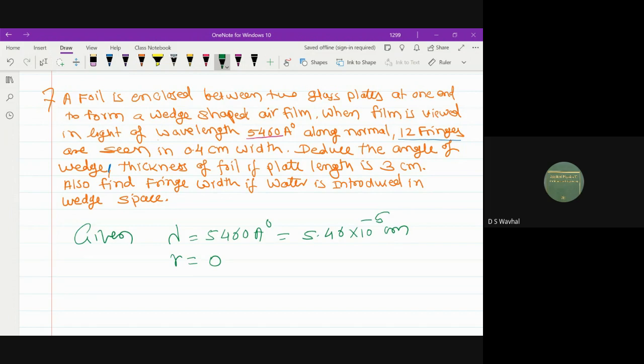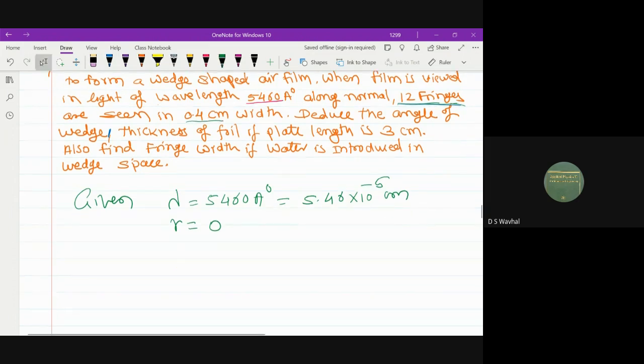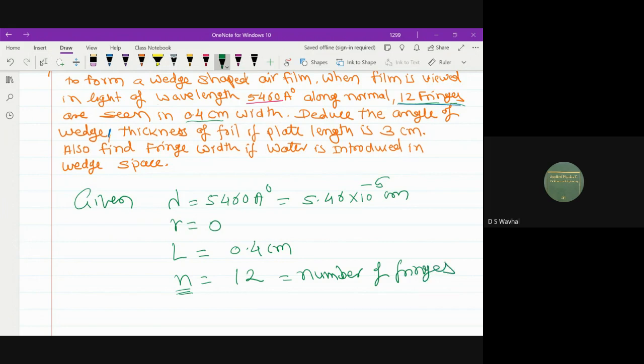12 fringes are seen. These 12 fringes are seen in 0.4 centimeter. So the length of the film is given, which is 0.4 centimeter, and in that, the number of fringes is also given, that is n equals 12. n is not the order here, n is the number of fringes. So in 0.4 centimeter we see the 12 fringes, so we can find the fringe width.